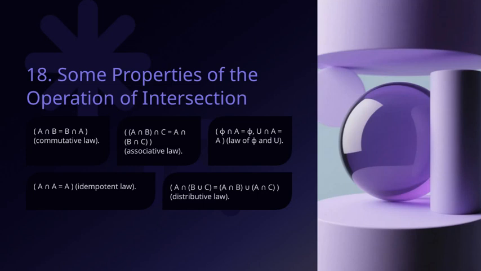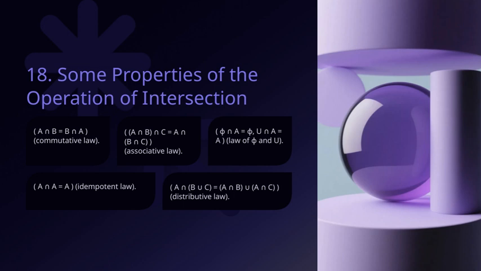Let's take a closer look at some properties of the intersection operation. First, notice that the intersection of the empty set with any set, such as A, is always the empty set. This makes sense because there's nothing in the empty set to intersect with A. Similarly, the intersection of the universal set U with any set A is just A itself, since U contains everything, so intersecting it with A leaves A unchanged.